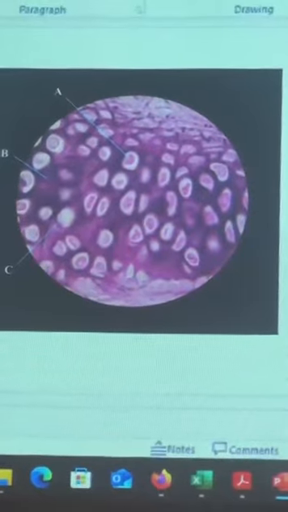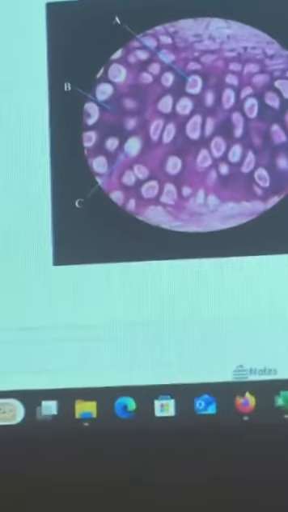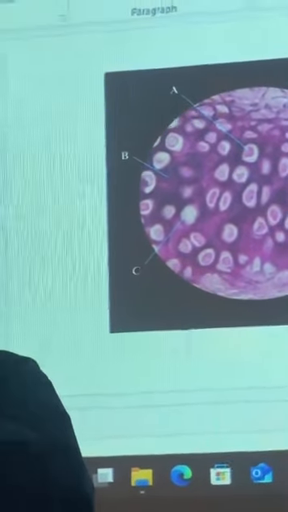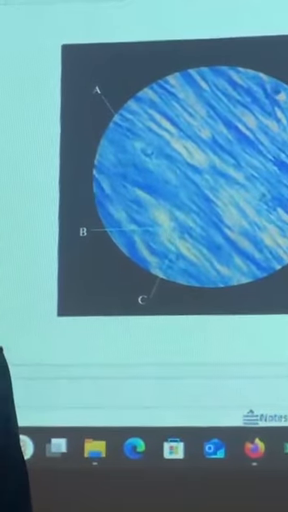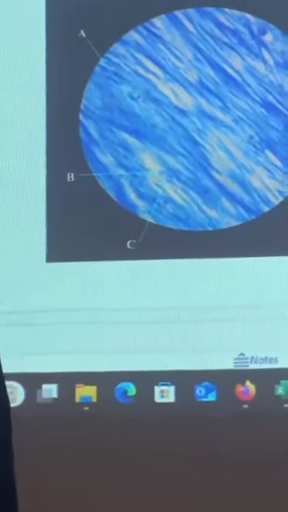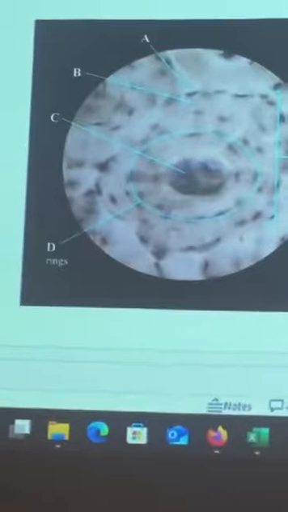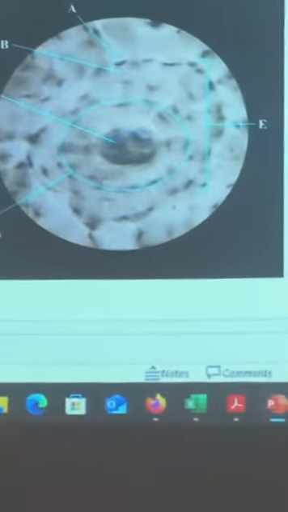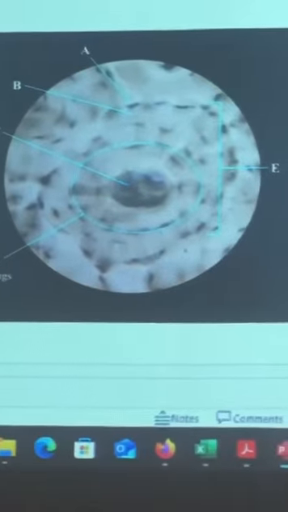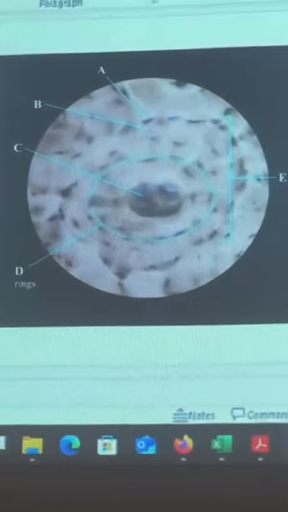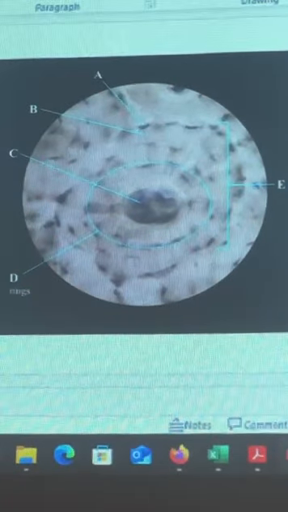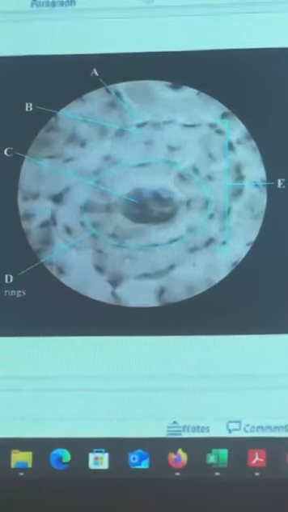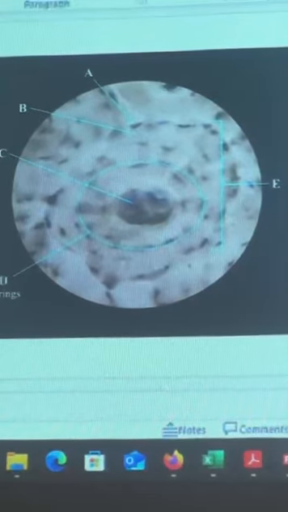Elastic cartilage, that's why we've got to say cartilage now. And this is from the external ear, the auricle, or the epiglottis. Fibrocartilage from the intervertebral disc. Yes, you can abbreviate IVD. And on compact bone, note A is the lacuna, B, canaliculi, D, the concentric rings are called lamella, and E, the complete structural unit, is called the osteon.